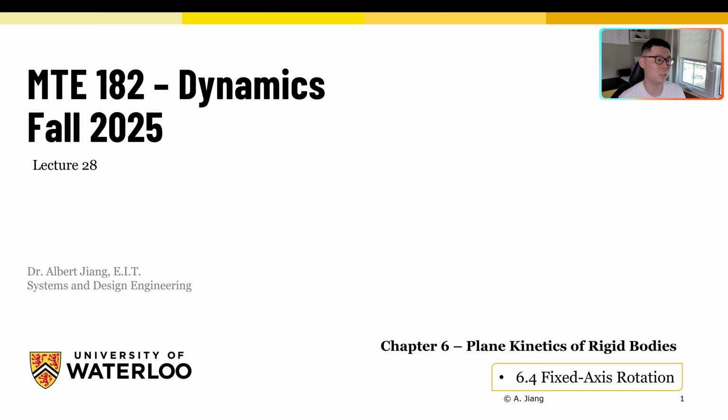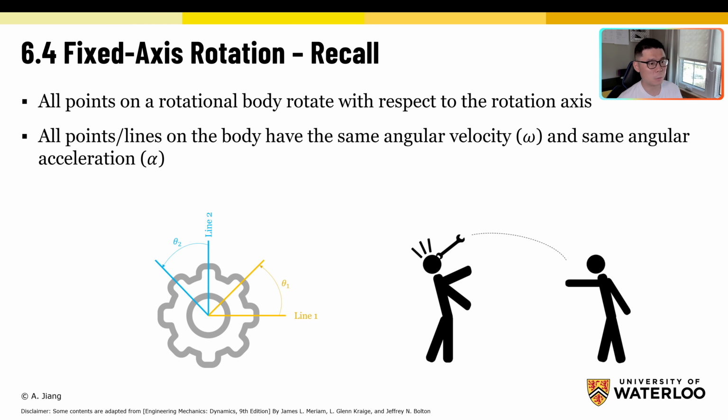In this video, we will look at fixed axis rotation. Previously, when we were talking about fixed axis rotation in chapter 5, we made these observations as shown here. All points on a rotational body rotate with respect to the rotational axis, and all points or lines on the body have the same angular velocity omega and the same angular acceleration alpha. And we talked about this in chapter 5. If you need a review, please review the necessary material as needed.